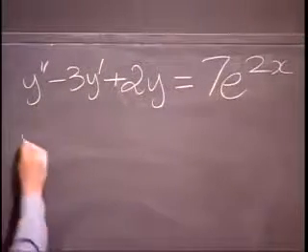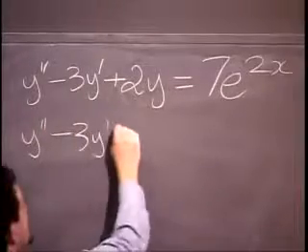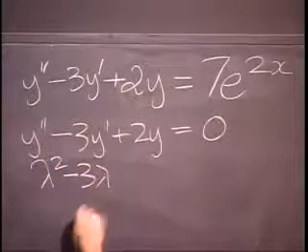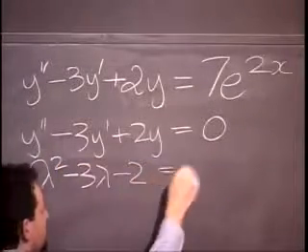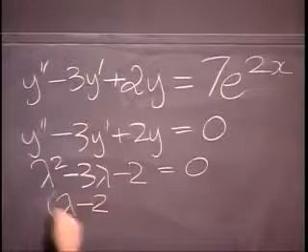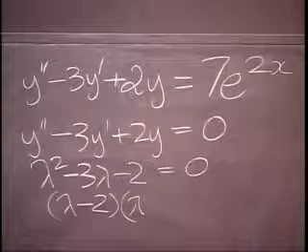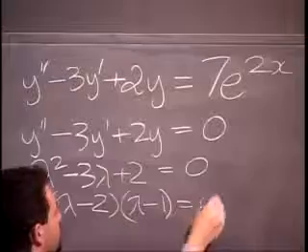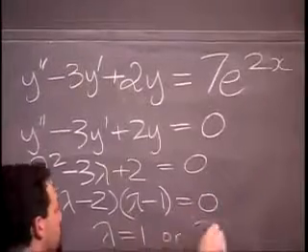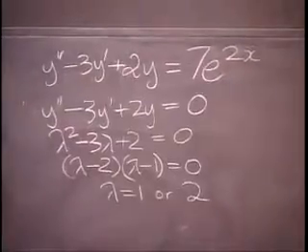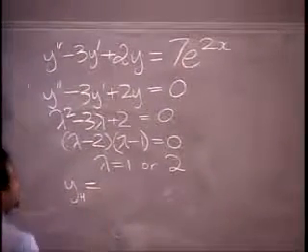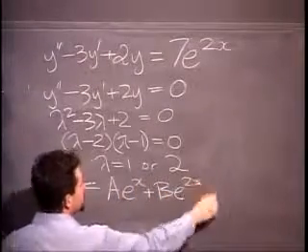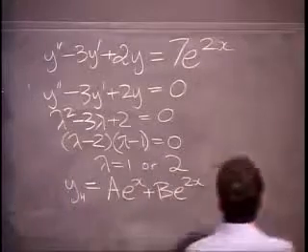Okay, so the homogeneous version, y double prime minus 3y prime plus 2y equals 0, has characteristic equation lambda squared minus 3 lambda plus 2 equals 0. And it factors into lambda minus 2, lambda minus 1 equals 0. So lambda is 1 or 2. Two solutions. So the homogeneous solution, yh, is equal to a e to the x plus b e to the 2x. No problem.